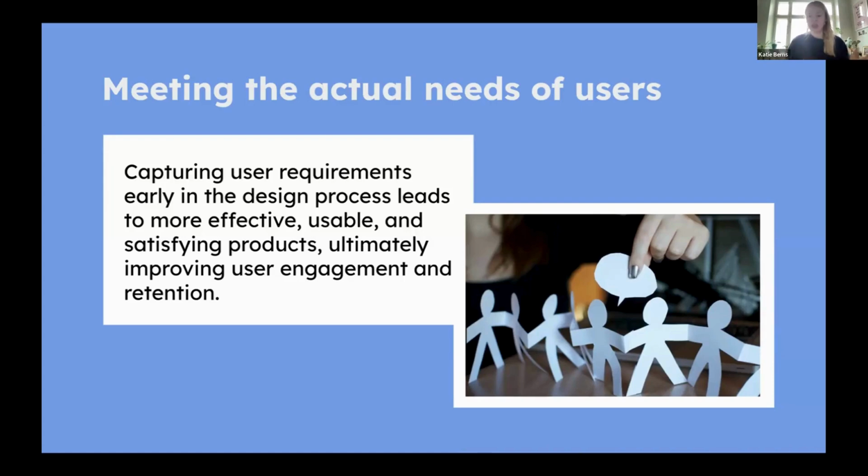And it can be very hard to shake them and really understand the people we're designing for in this particular concept. So it's very important to capture these user requirements in the early design processes and the early design stages, and it could help with more effective and usable and satisfying projects.